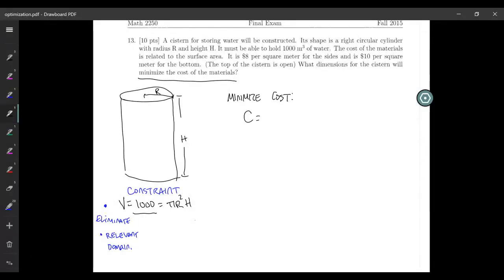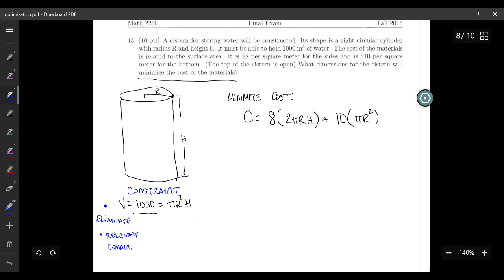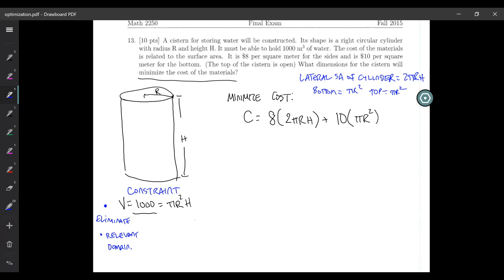So cost would be $8 per square meter for the sides. The sides here are the lateral surface area, 2 pi r h. And then $10 per square meter for the bottom. The bottom of a cylinder is a circle, so that would be area pi r squared. The lateral surface area of a cylinder is 2 pi r h. The bottom is pi r squared, which is a circle, and then the top is also pi r squared, which we do not use here.